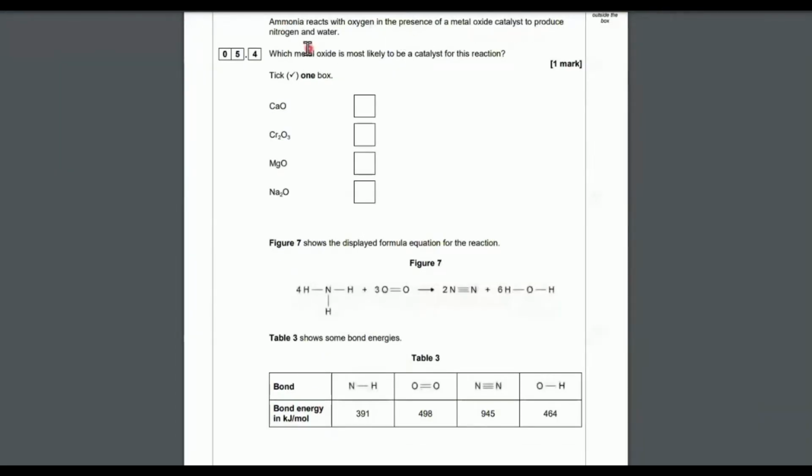Enough of my lectures. Ammonia reacts with oxygen in the presence of a metal oxide catalyst to produce nitrogen and water. Which metal oxide is most likely to be a catalyst in this reaction? So there's a certain section of the periodic table which has the catalysts, and they're known as the transition metals, and they make good catalysts. Group 1, 2, and 3 metals do not make good catalysts, so we're looking at a transition metal.